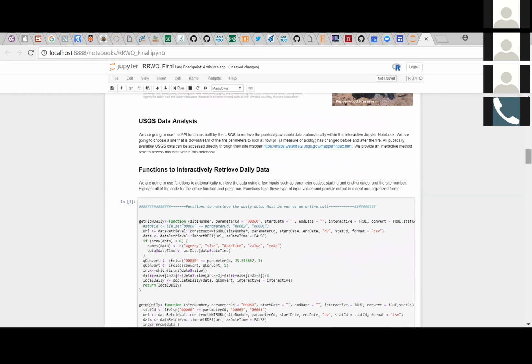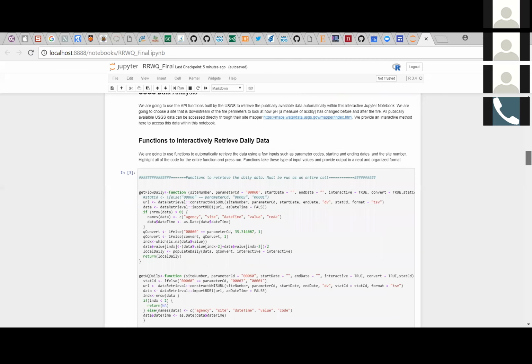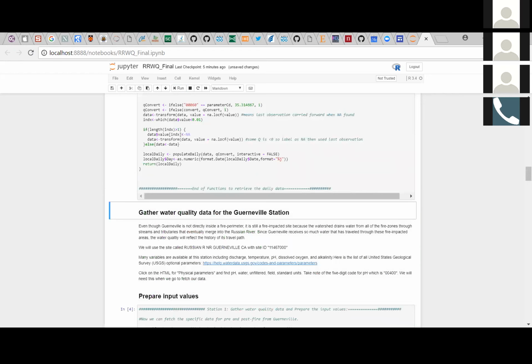The way that this is going to work is we're going to use some functions built by the USGS, and it uses their web services to automatically retrieve the data from their website. The first thing are these functions, and that's a nice way to retrieve data. You put some inputs into your function, you run the functions, and then you get outputs. So these are the functions, and I'm interactively running through this as we speak.